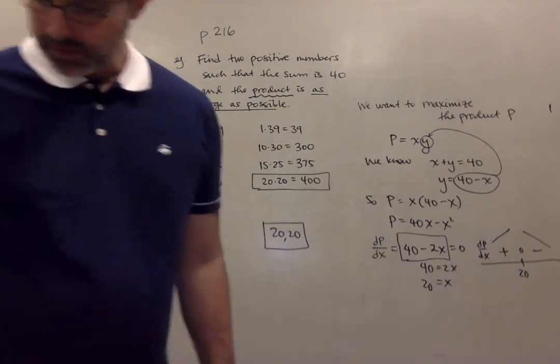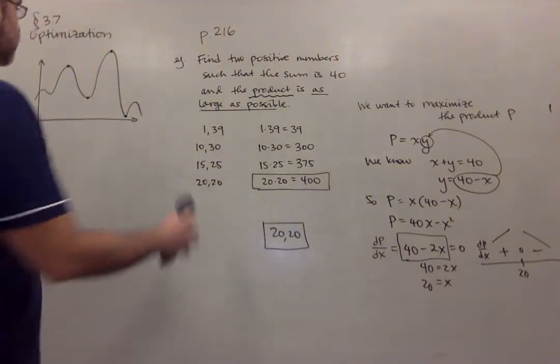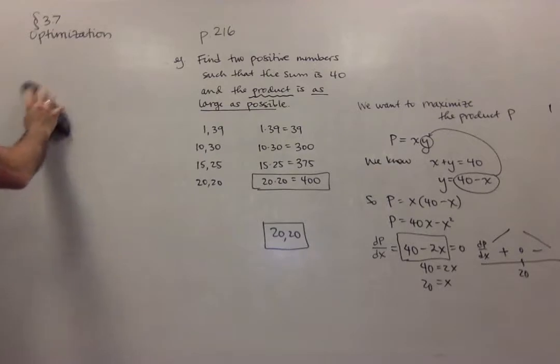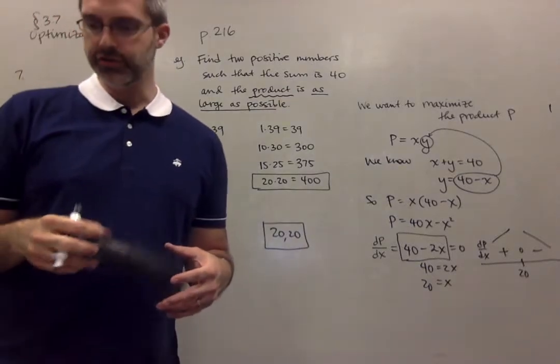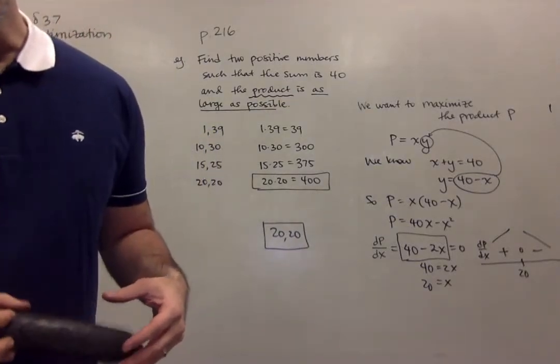All right. So what we're going to do now is I've got 3 other examples that we're going to run through. Let's take a look at number 7 on that same page. So page 216, number 7.